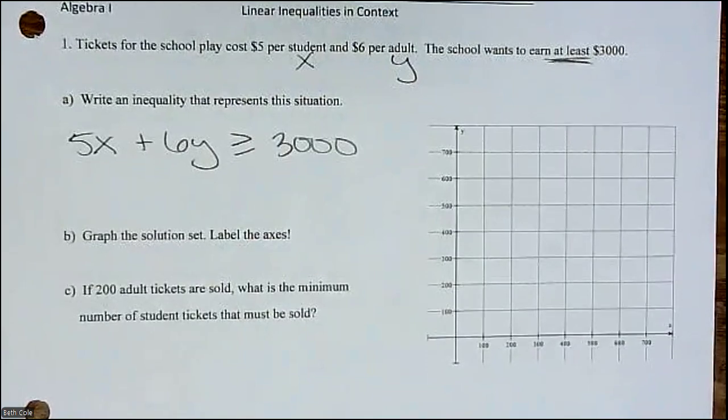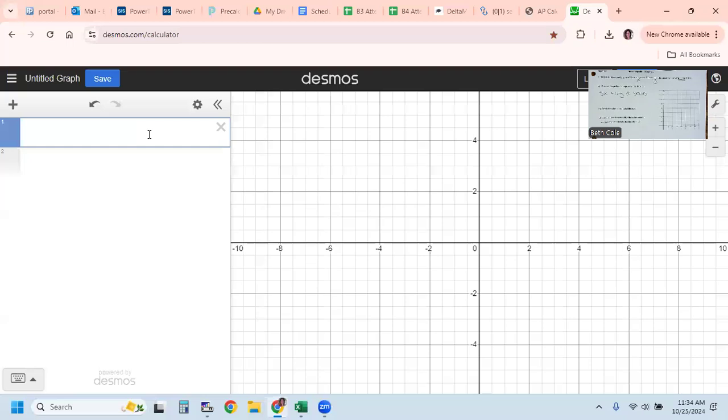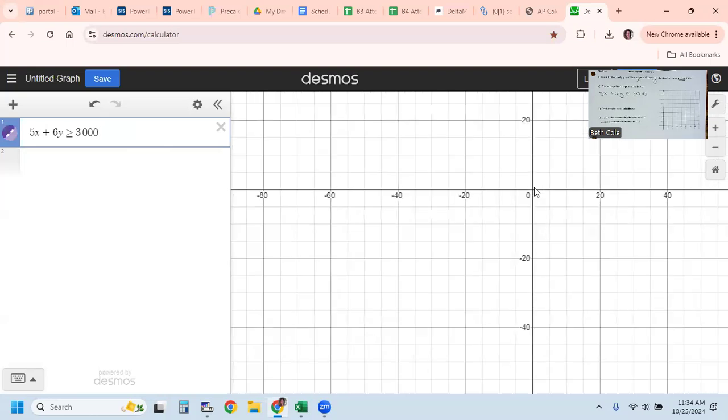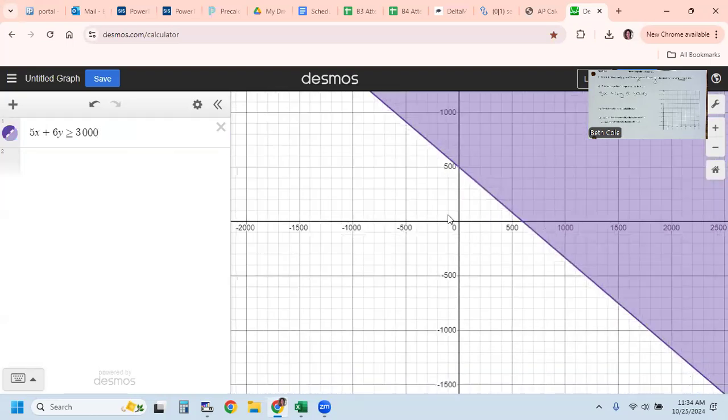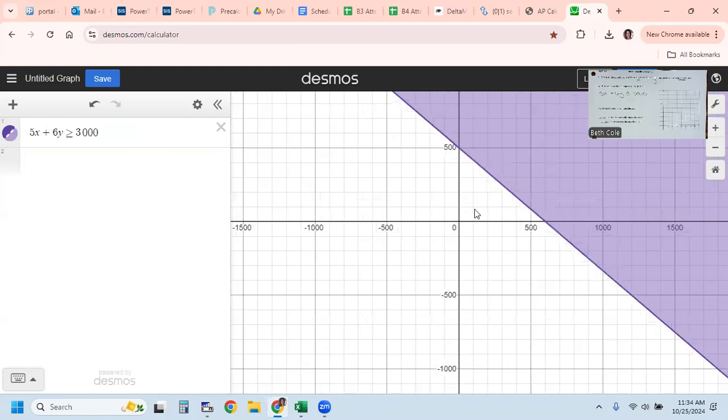Now what I'm going to do is share my screen. We're going to go to the calculator and I'm going to type that in. So it is 5X plus 6Y. I know this is not the enjoyable part where you just watch Ms. Cole type things, but hold on a second. I'll be real quick. Now it looks like it went away. That's because it's all the way up there, 3,000. So let me zoom out. There we go. Is it a solid or a dotted line? Solid. It's solid because of the equal to.